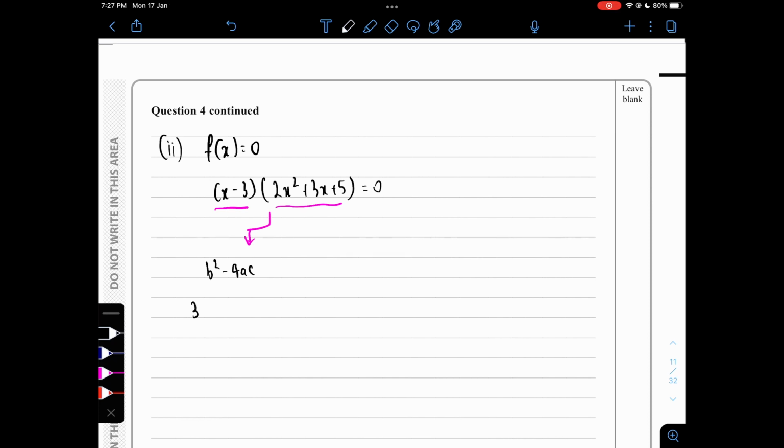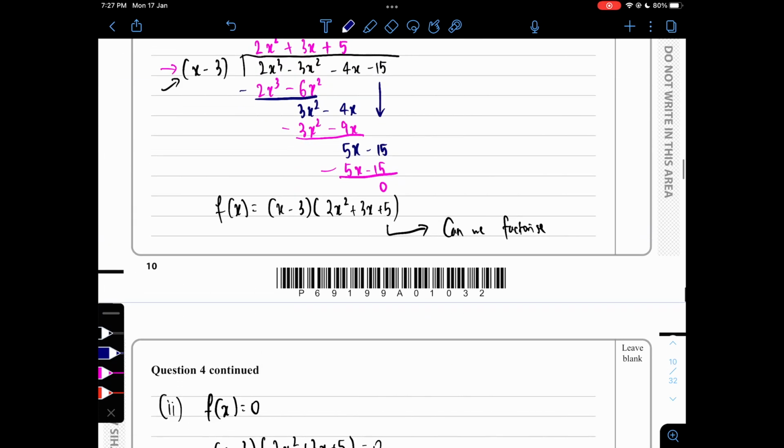It's 3 squared minus 4 times 2 times 5. Okay, so that's 9 minus, so 4 times 2 is 8, times 5 is 40. So 9 minus 40 is what? What's 9 minus 40? Which is minus 31. And this is less than 0. So what does that mean? This is not a real root. So have we answered the previous question, which was, can we factorize it? We cannot. So we just leave it as it is. So this is the answer to the previous question.